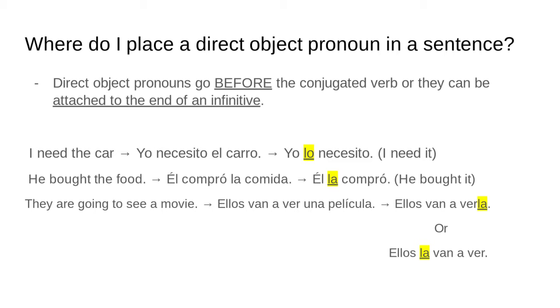They are going to see a movie. Ellos van a ver una película. We ask ourselves, what are they going to see? A movie. That becomes our direct object that's going to be replaced by a pronoun, which is la. And there's two ways to write this sentence because there's an infinitive. I can say ellos van a verla or ellos la van a ver. You'll notice that I placed the direct object pronoun on the end of ver in the first sentence and in front of van, the conjugated verb, in the second sentence.